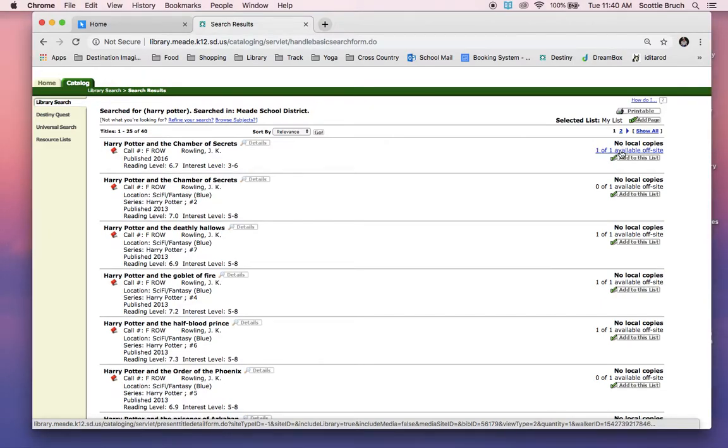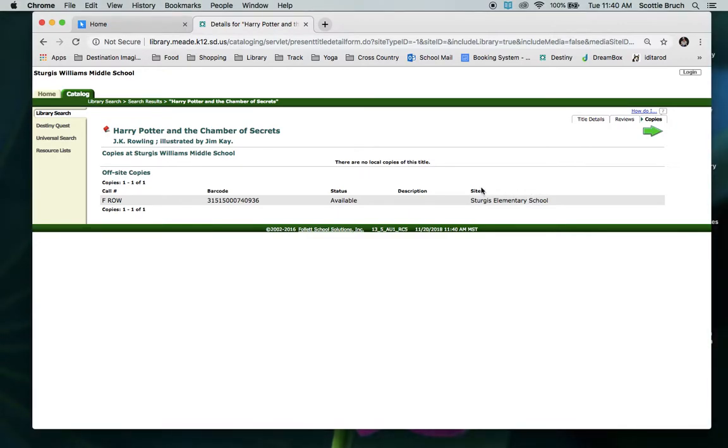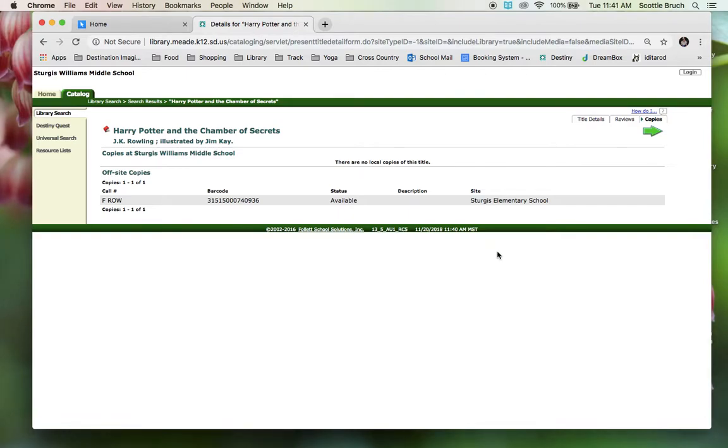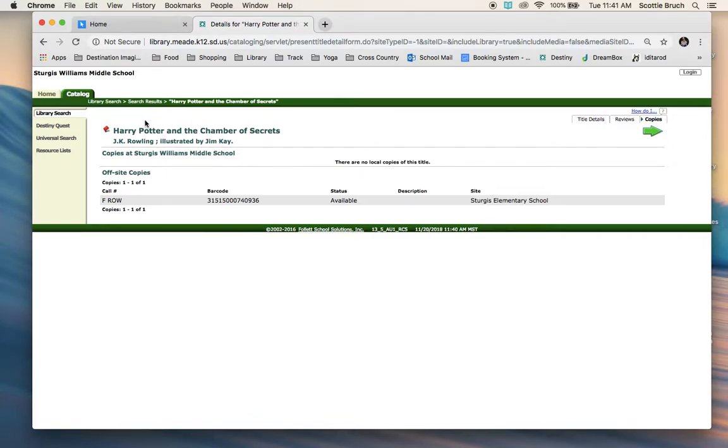So Harry Potter and the Chamber of Secrets, 1 of 1 available off-site. If I click on that, it says that it is available right now at Sturgis Elementary School. So if you really wanted that book and we did not have that book available at SWMS, you could come in and ask the librarian if we could get that book from the elementary school for you. And then it usually comes within a few days, and we'll have it at the desk waiting for you when you come and ask for it.